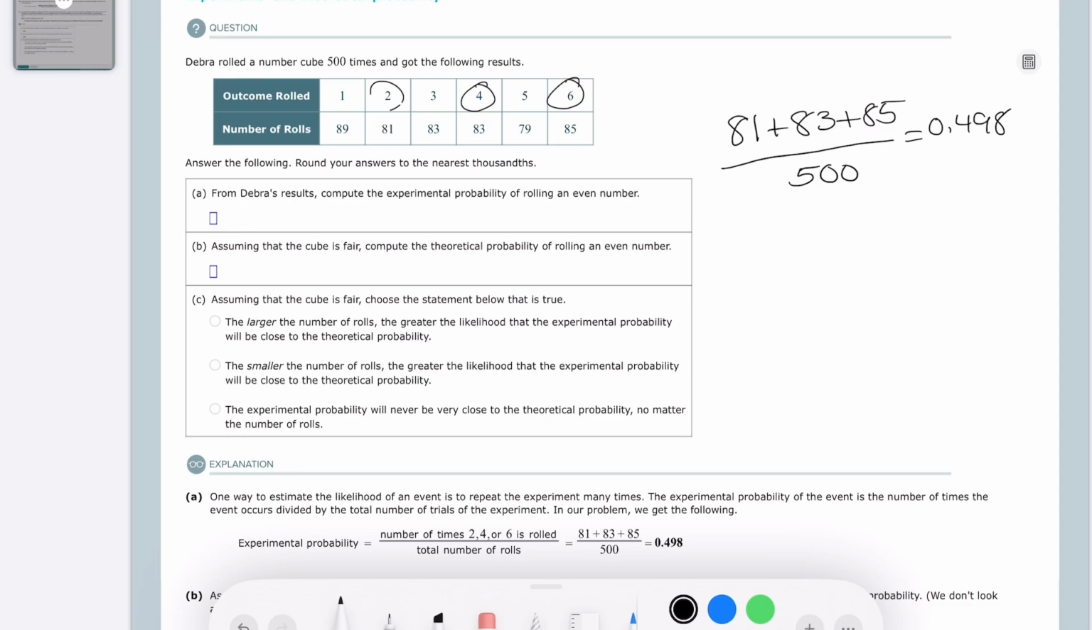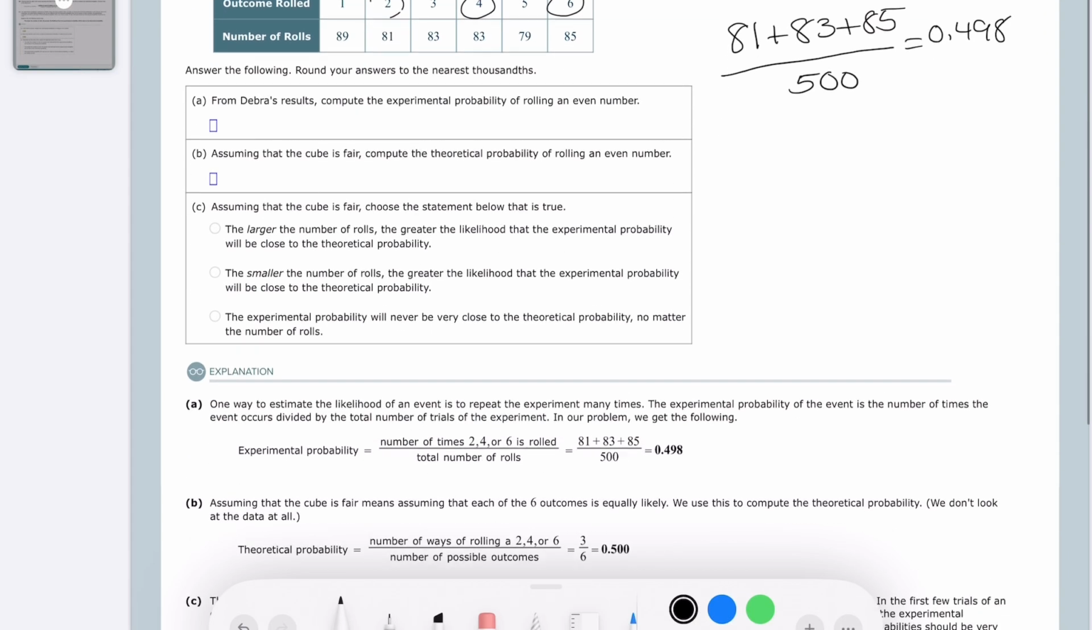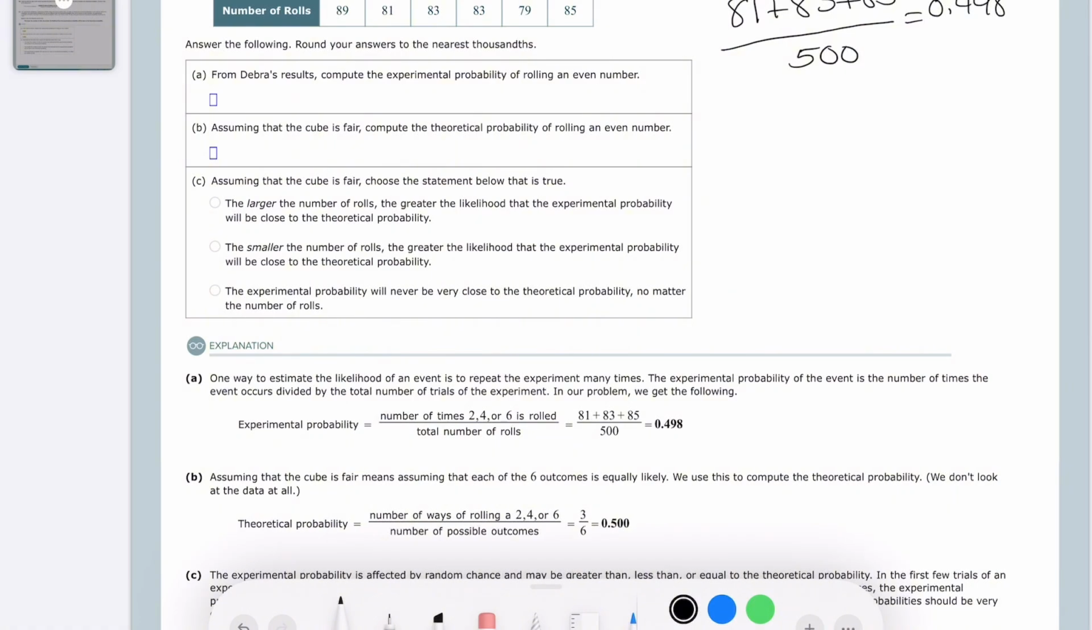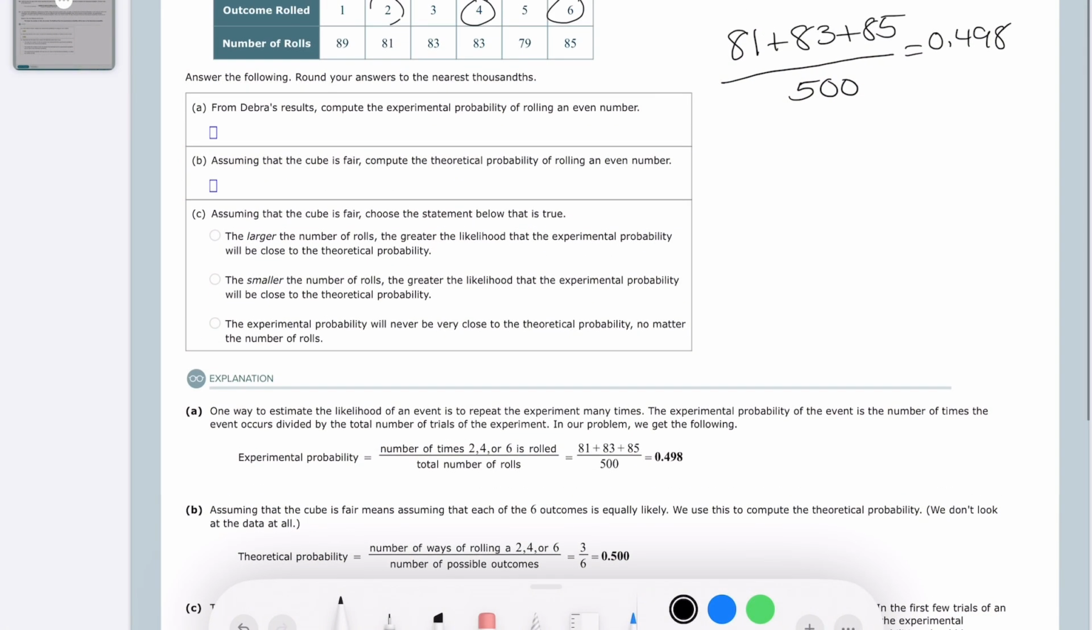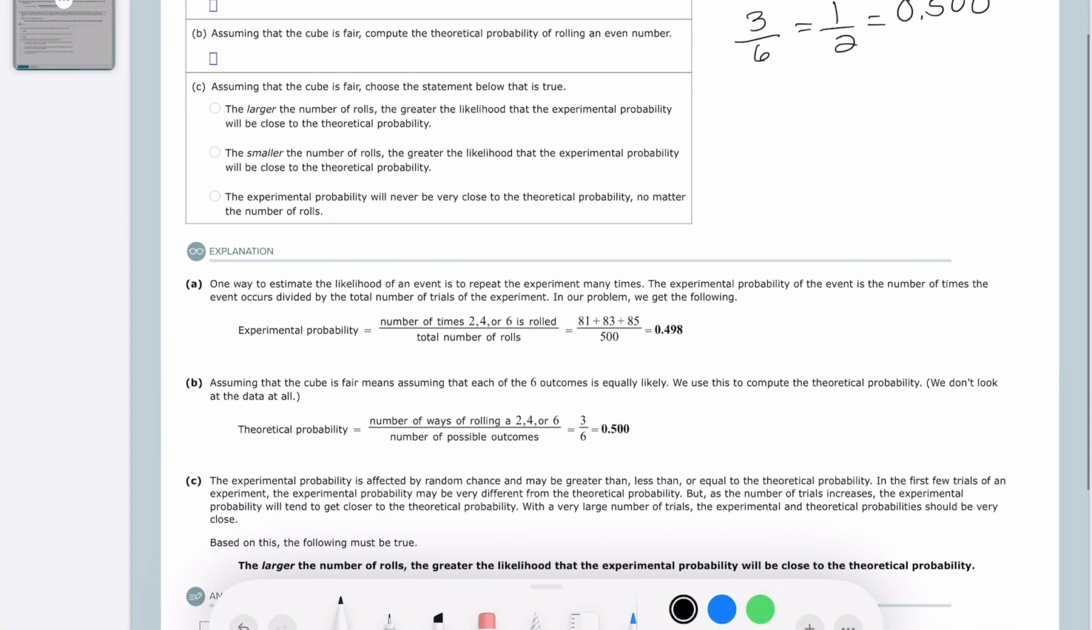And then the theoretical probability of rolling an even number would again be out of how many times it happened. So there are 6 outcomes, and then there are 3 instances of even numbers. So that would be 3 out of 6, which is 1/2, which is 0.500. And again, the larger the number of rolls, the greater the likelihood that the experimental probability will be close to the theoretical probability. You can see that below.